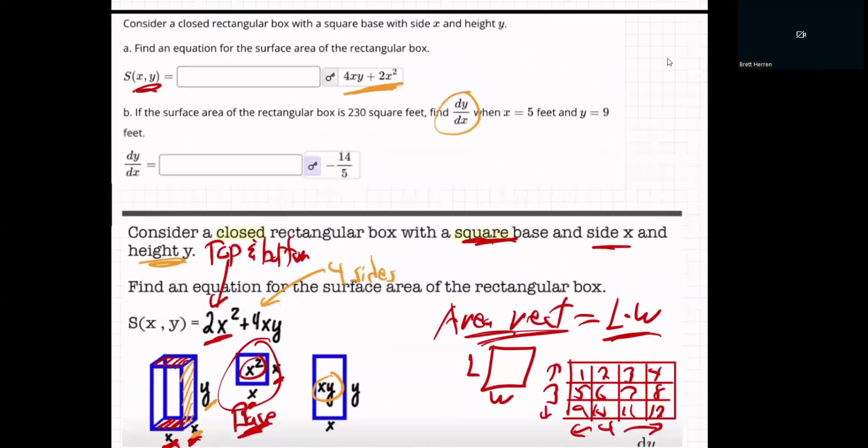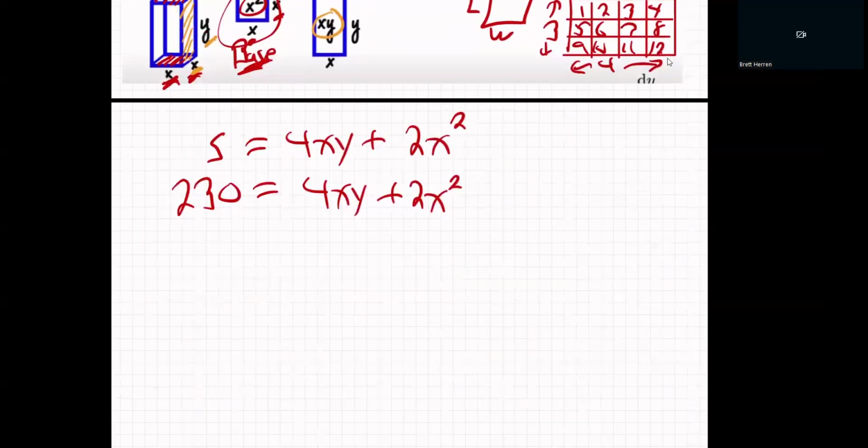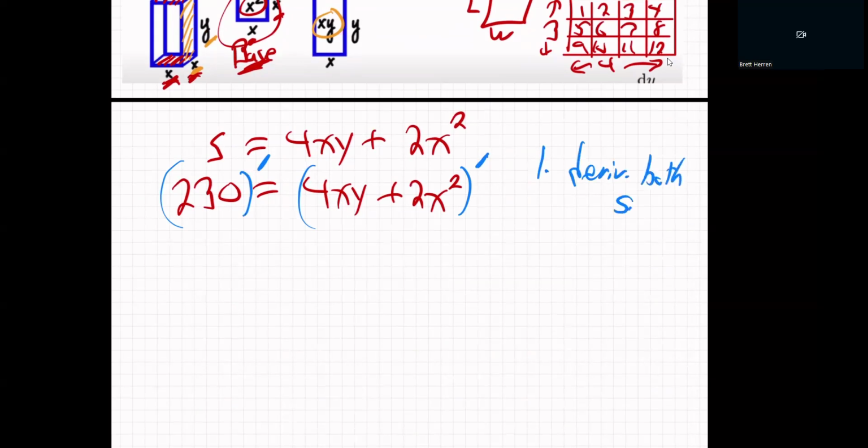And now what do they want? They want dy/dx. So you know what we're going to do. Step one, take the derivative of both sides. Now, the derivative of a plain number that doesn't have an x or y is just zero, because it's not changing. The rate of change is zero.